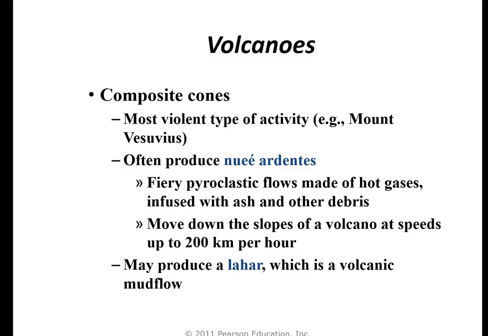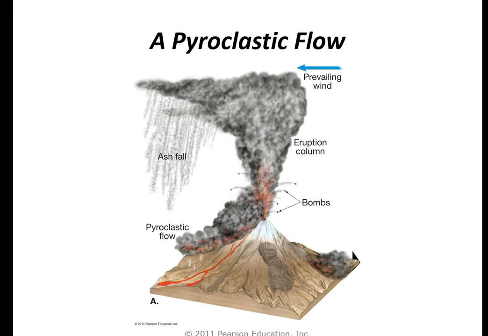These volcanoes may produce what we call a lahar, which is a volcanic mudflow. Very dangerous. So here's a pyroclastic flow. These sometimes erupt out the side of a volcano, like with Mount St. Helens. It didn't come out of the very top, it came out of the side and went down the mountain. And the pyroclastic flow there is really just lava and hot rocks flowing down the slope. Very dangerous.